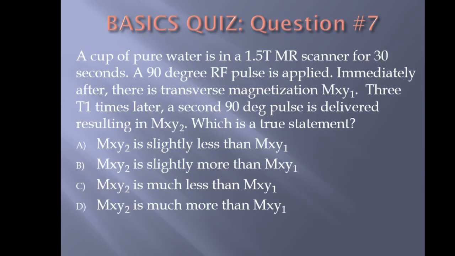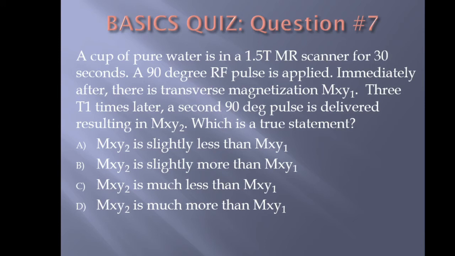All right, so now we're going to start thinking about signal. I really want you guys to get this one. A cup of pure water is in a 1.5 Tesla scanner for 30 seconds. It means it's been sitting there for a while. A 90-degree RF pulse is applied.